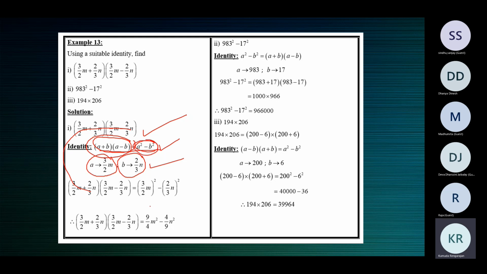So see what is a? 3 by 2m whole square. A square. So this is a square minus this is b and this is the square. Now 3 by 2 into 3 by 2 is 9 by 4 m square minus 2 by 3 into 2 by 3 is 4 by 9 n square. So the answer for the given question is 9 by 4 m square minus 4 by 9 n square.